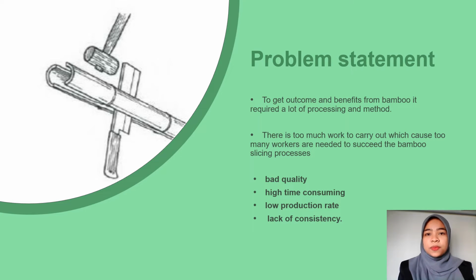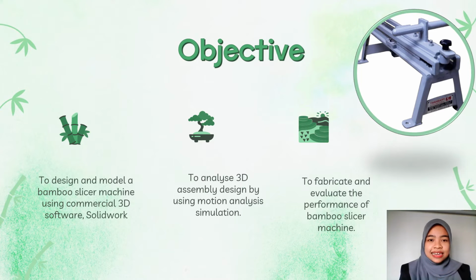So here, I provide the problem statement for this project. To get outcomes and benefits from bamboo, it requires a lot of processing and methods. There is too much work to carry out, which costs too much, as many workers are needed to succeed in the bamboo slicing process. As we can see, when people use the traditional way of slicing bamboo, there is a lot of work and effects, such as getting bad quality bamboo, high time consumption, low production rate, and lack of consistency.